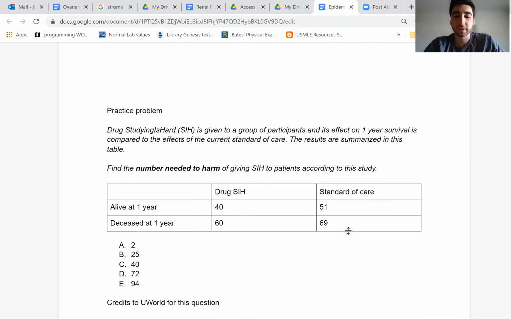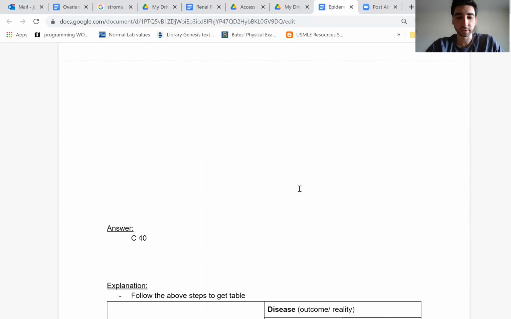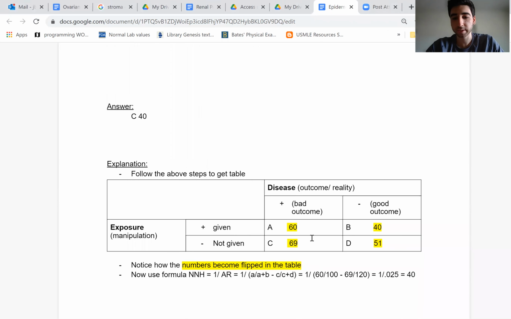Okay, so now that you've tried to solve this problem, the first thing I want you guys to notice is that the disease is on the left and the outcome and the intervention is above. So when you make the table, you essentially have to flip those two values, which might make this confusing. So your table should look like this. And these are the numbers that you should have filled in.